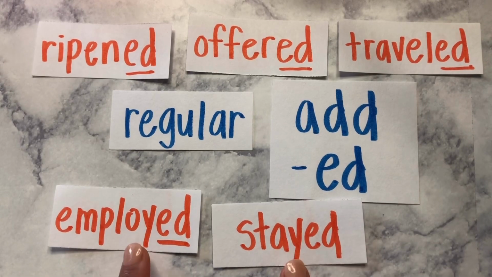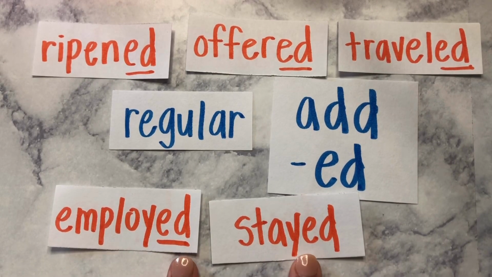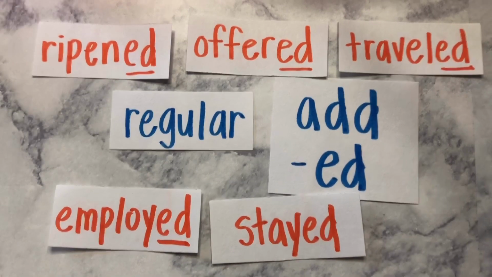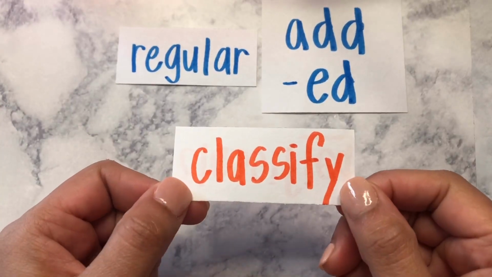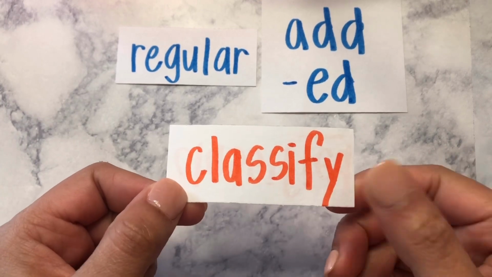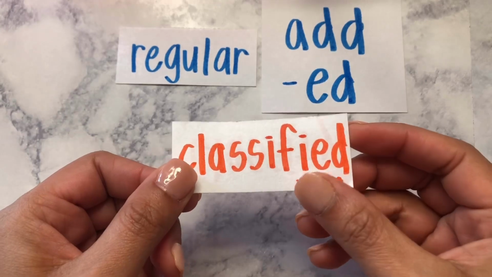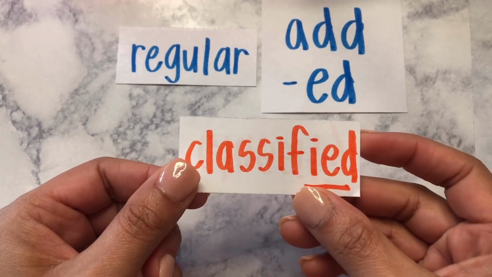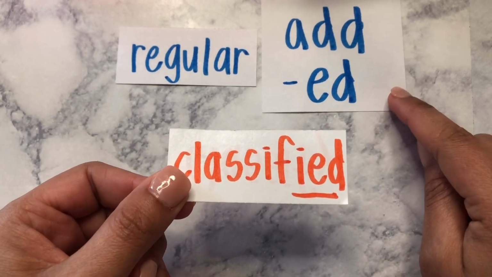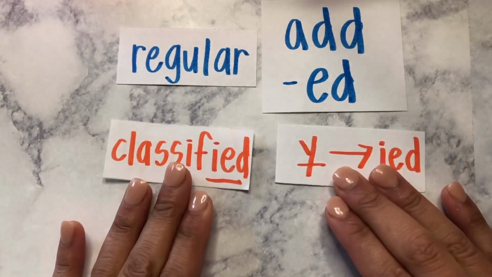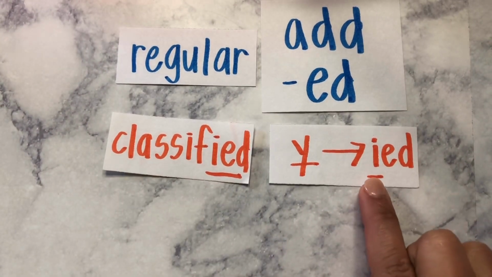Now, not all verbs that end in a y, I can add an ed at the end and keep the spelling the same. I'm going to show you an example. Classify is a verb. We can classify or sort something. It ends in a y, but look what happens when I want to put it in past tense. The y is no longer there. It's replaced with an i, and then I added the ed. So the y was dropped and replaced with an i.